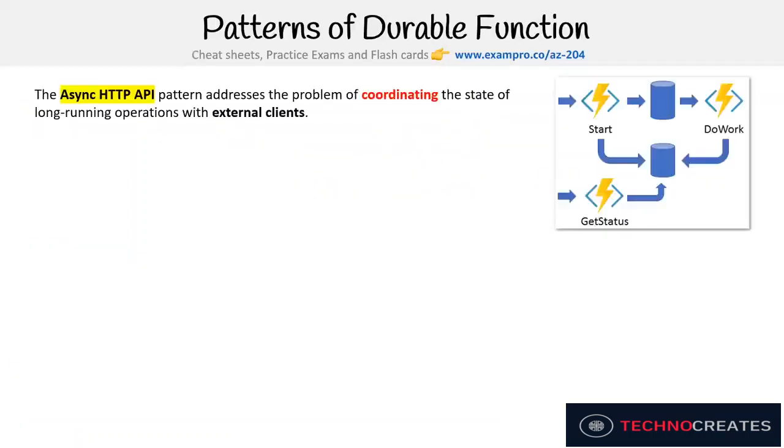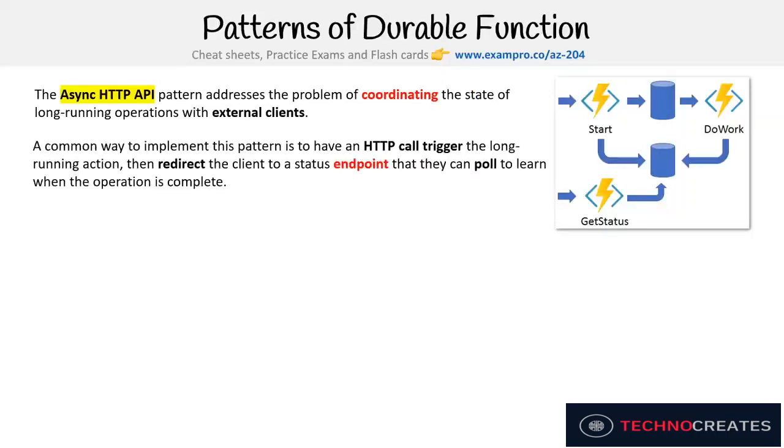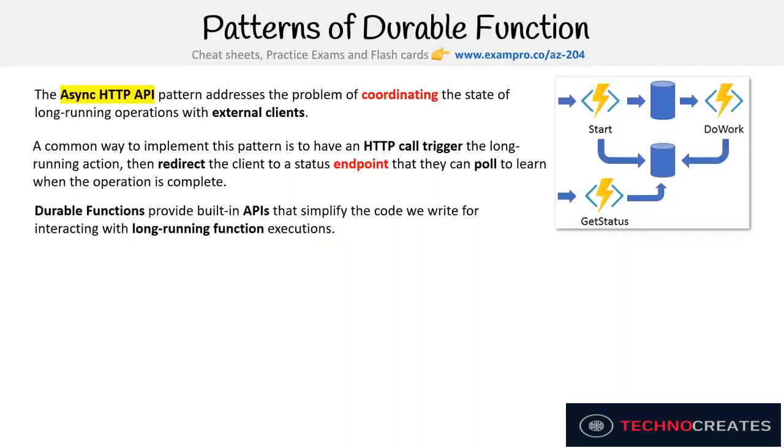We have async HTTP APIs. So this pattern addresses the problem of coordinating the state of long-running operations with external clients. A common way to implement this pattern is to have an HTTP call trigger the long-running action, then redirect the client to a status endpoint. Then they can poll to learn when the operation is complete. Durable functions provide built-in APIs that simplify the code we write for interacting with long-running function executions.